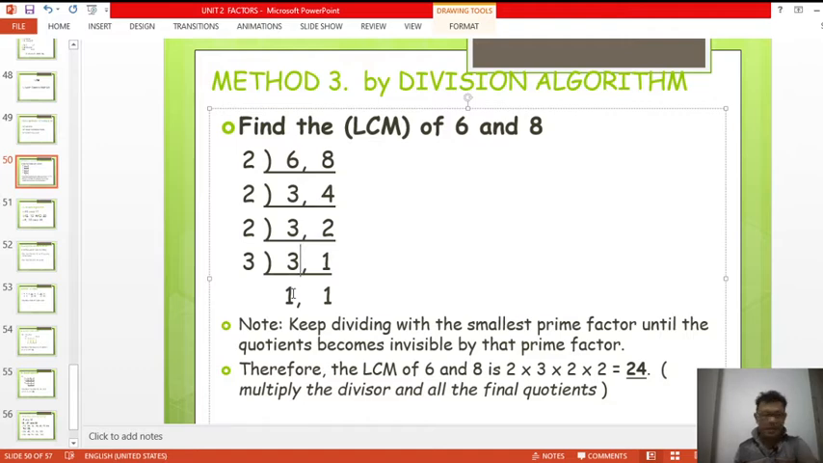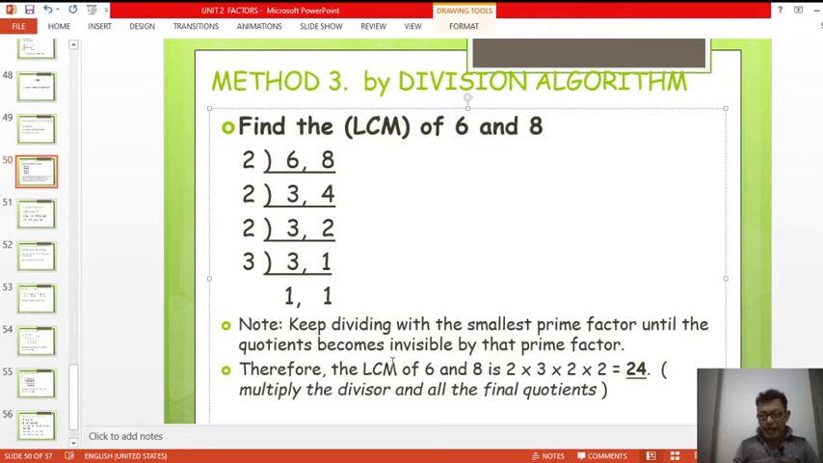This is not yet the answer. Now, let's read here. Note: keep dividing with the smallest prime factor until the quotient becomes indivisible by that prime factor or becomes number 1. That's what is meant here. Okay? So, you cannot divide here. They're already indivisible with whatever number there. So, you stop. Then, you have to conclude.